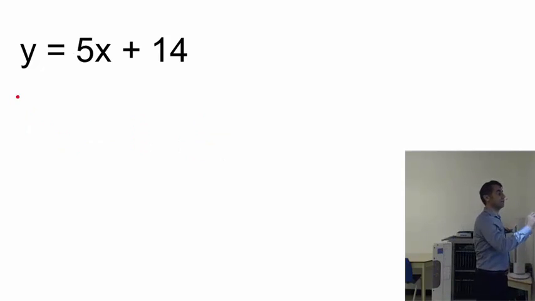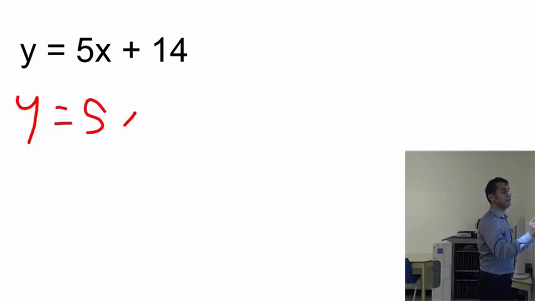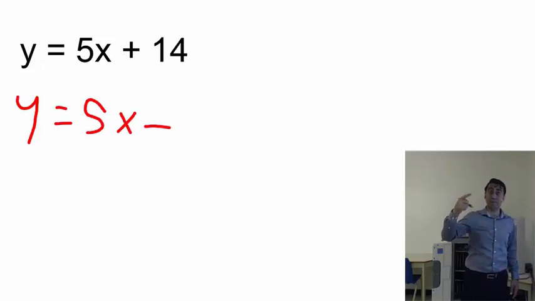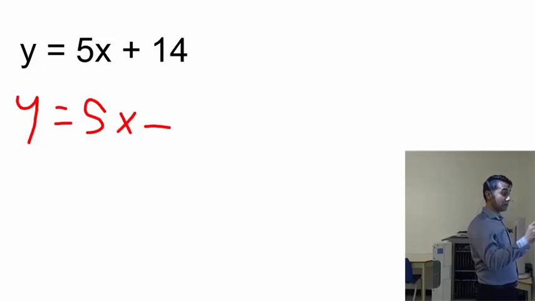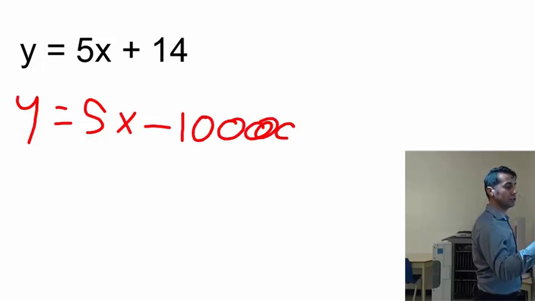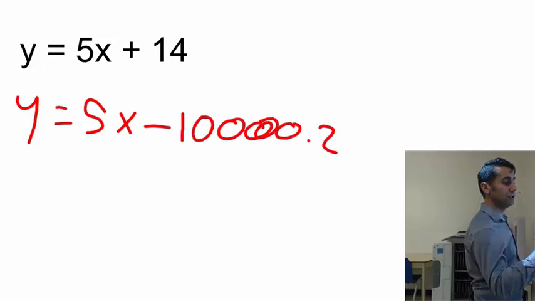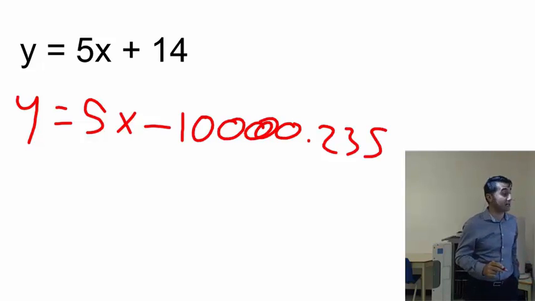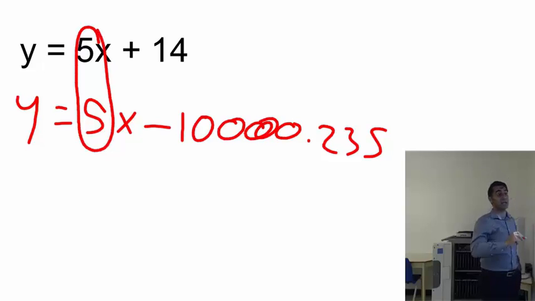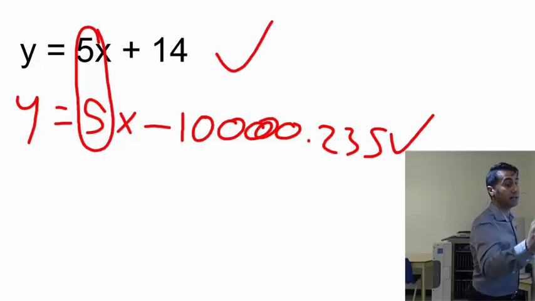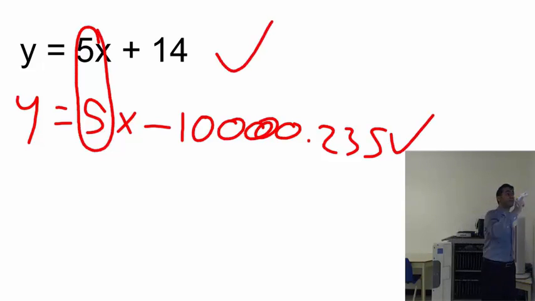How about here? Y equals 5x minus. I'm going to make my teacher crazy. So I'm going to write down the answer is 5x minus 1,0,0,0,0.3235. It doesn't matter what you write down here. As long as the slopes are the same, these two are parallel lines. So you just created another parallel line.